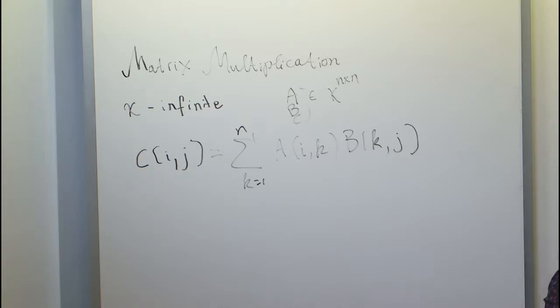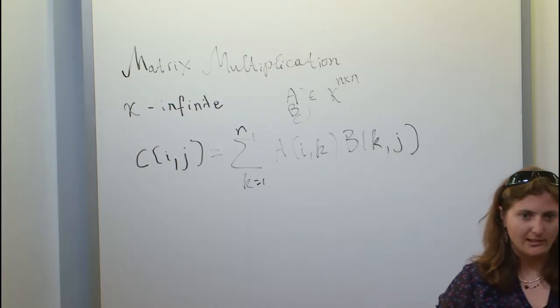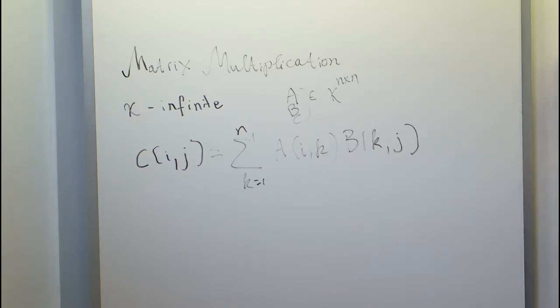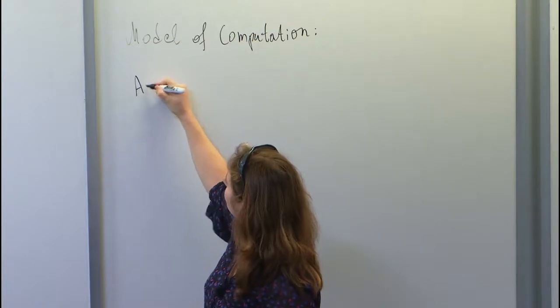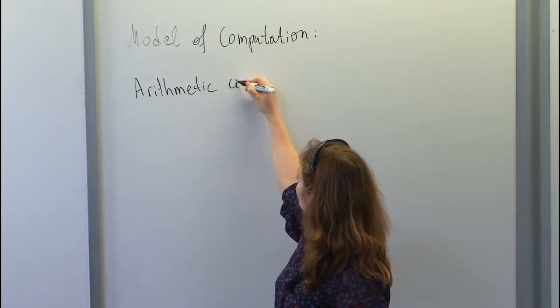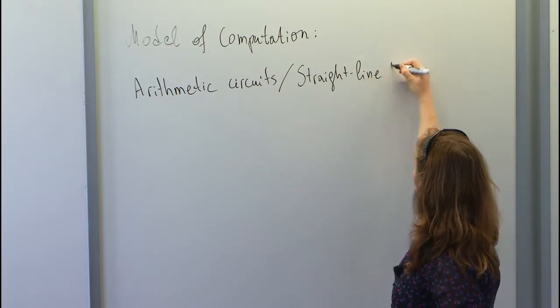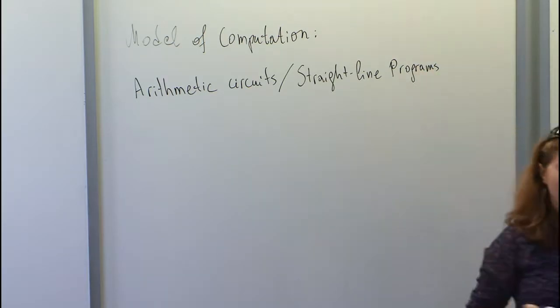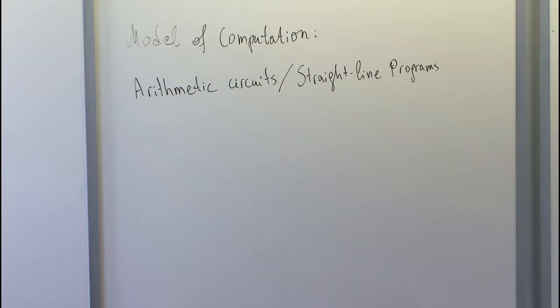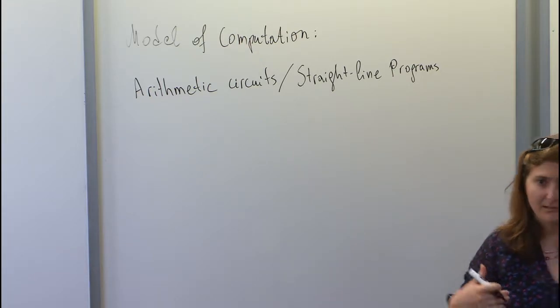And this talk will be about how fast can we compute the product of two matrices. So when we talk about how fast we can compute some problem, then I need to tell you what the model of computation is. So just like we saw yesterday, the model of computation are straight-line programs, or equivalently arithmetic circuits. We saw the definition of this yesterday, but I'm going to recall it again.